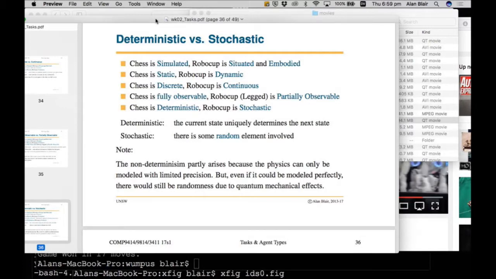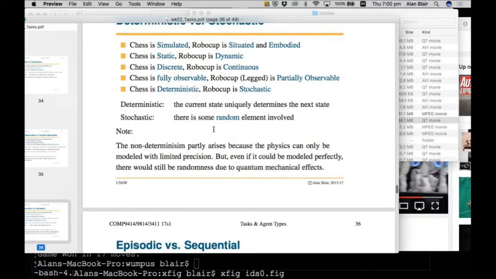So there's two issues here. First of all, we treat it as being stochastic just because we can never have complete information about the game. We can never know precisely whether the leg of the robot is hitting the ball here or here, and that could have a big difference on which direction it goes. So the randomness partly comes from the fact that we can't perfectly model the physics. But even if we could, the quantum mechanical effects at the quantum level would still make it stochastic.